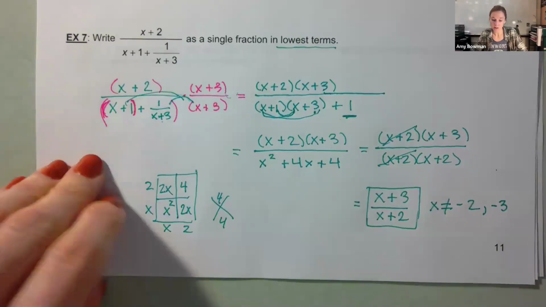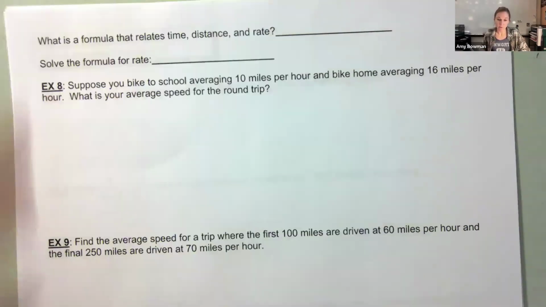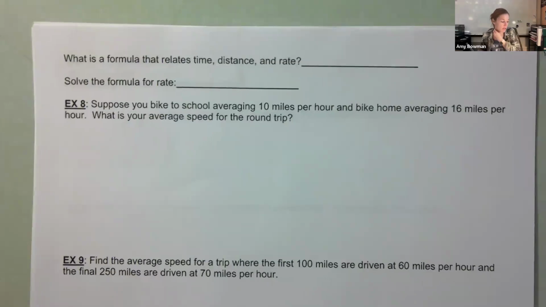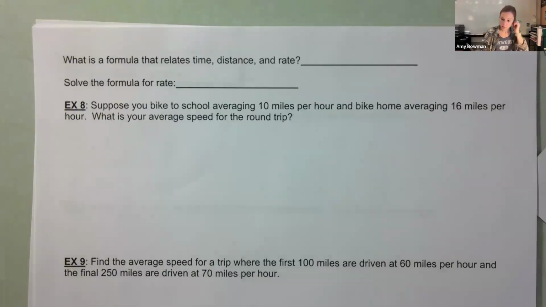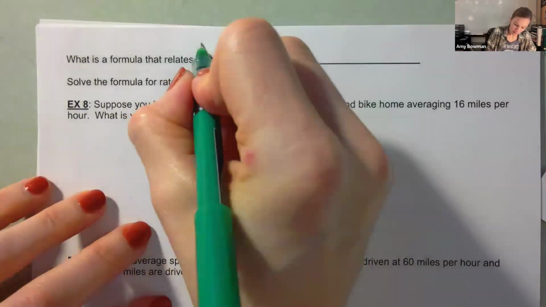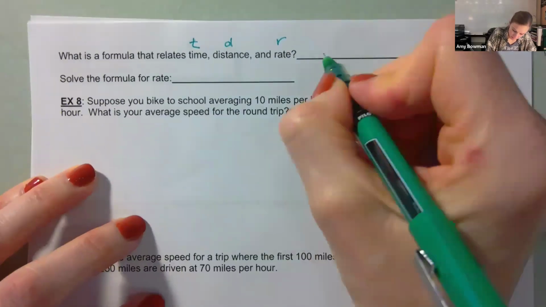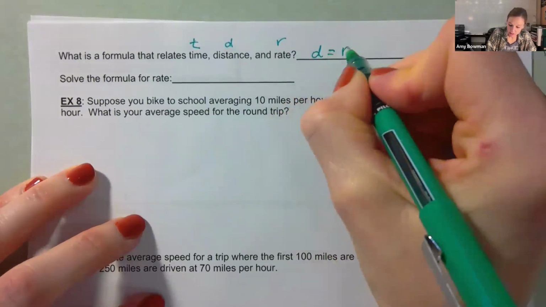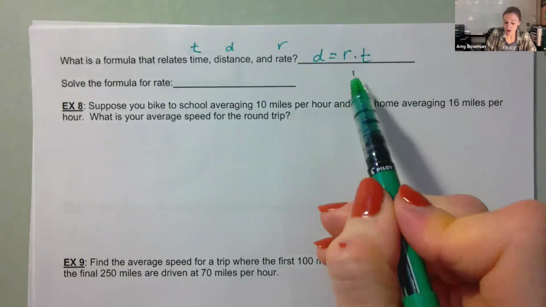All right, moving right along to our final 3 examples. And these are going to feel a little different because we're talking about word problems involving average rate. So a formula that relates time, distance, and rate that you will need to be able to recall: d for distance, t for time, r for rate, is that distance equals rate times time.